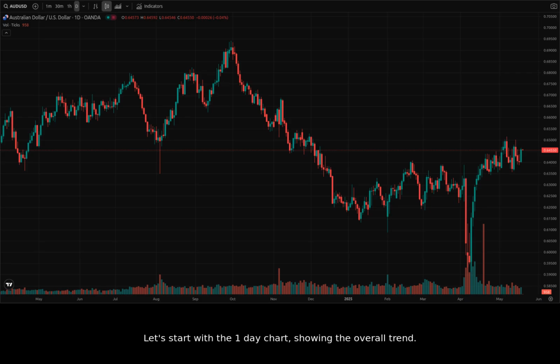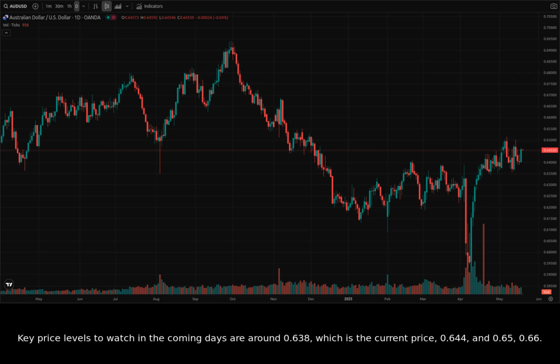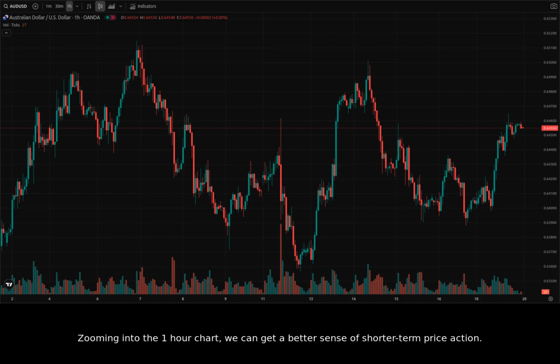Let's start with the one-day chart, showing the overall trend. Looking at the daily chart, we can see a long-term downward trend over the past year. However, more recently, the price has been consolidating. Key price levels to watch in the coming days are around 0.638, which is the current price, 0.644, and 0.65, 0.66.